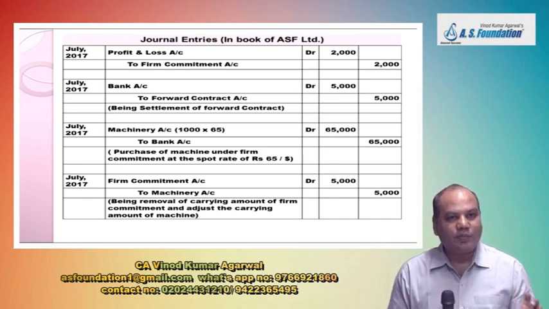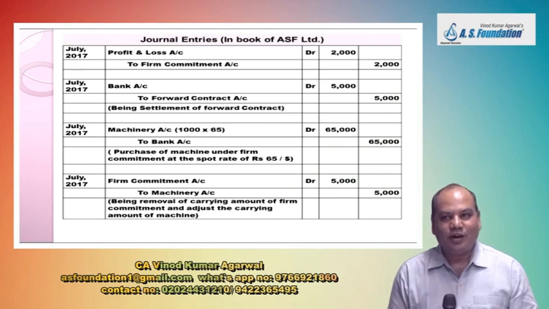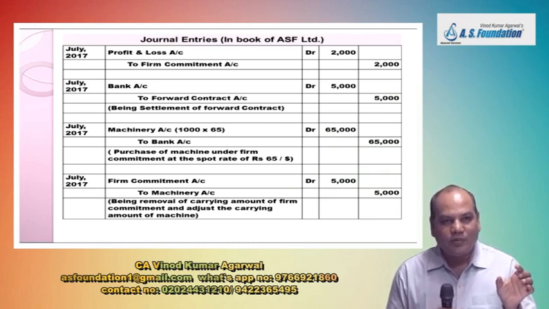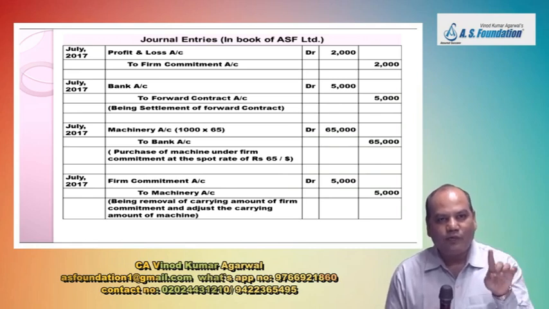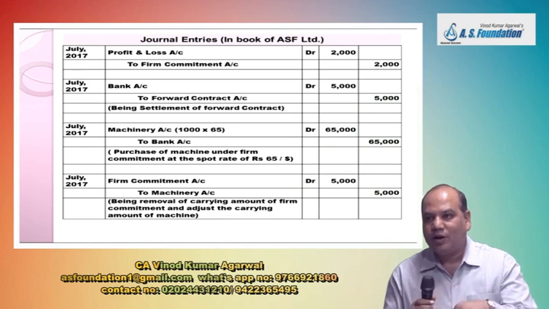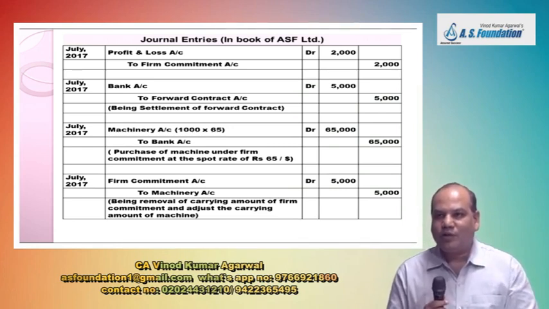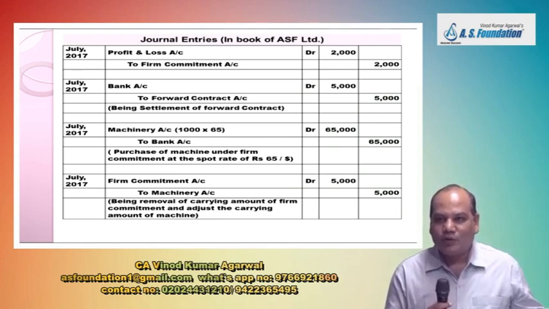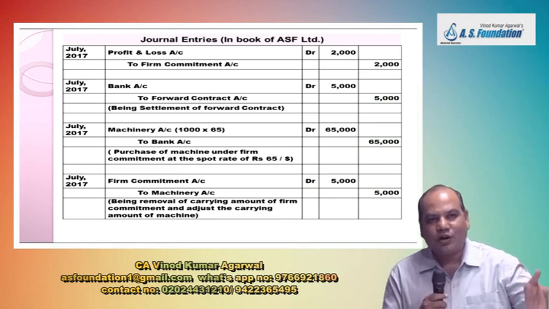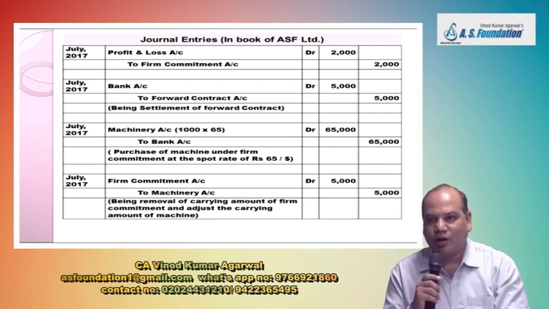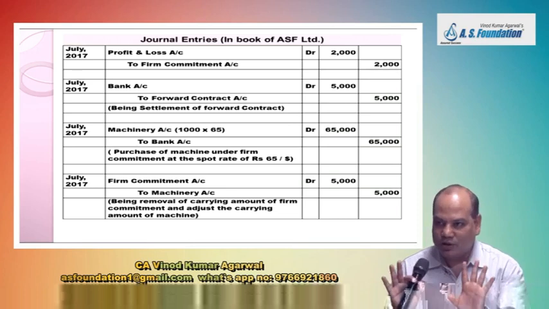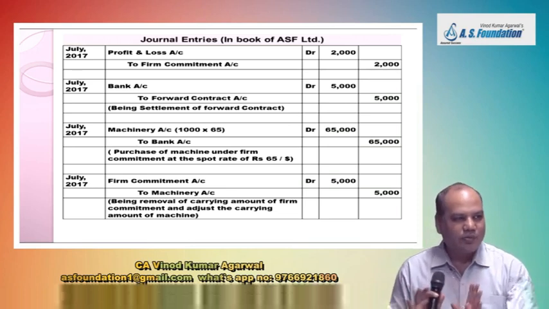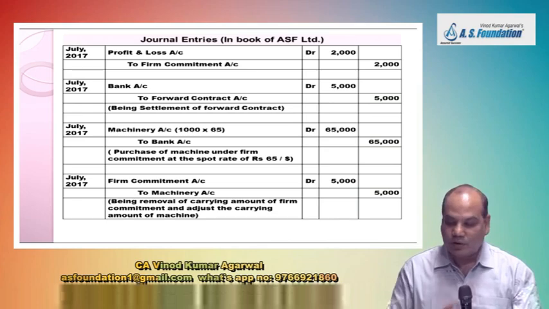This is exactly the application of theory. Standard only gives me the theory. If there is a firm commitment, change in fair value of firm commitment, P&L account; change in fair value of derivative, P&L account. When the asset or liability is recognized, the carrying amount of firm commitment is adjusted against the asset or liability recognized. This is the theory. And this is what we have exactly given the effect of that.